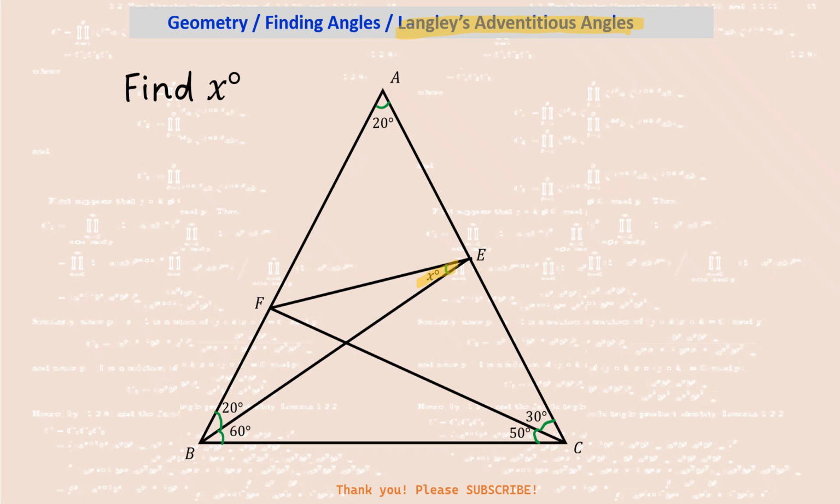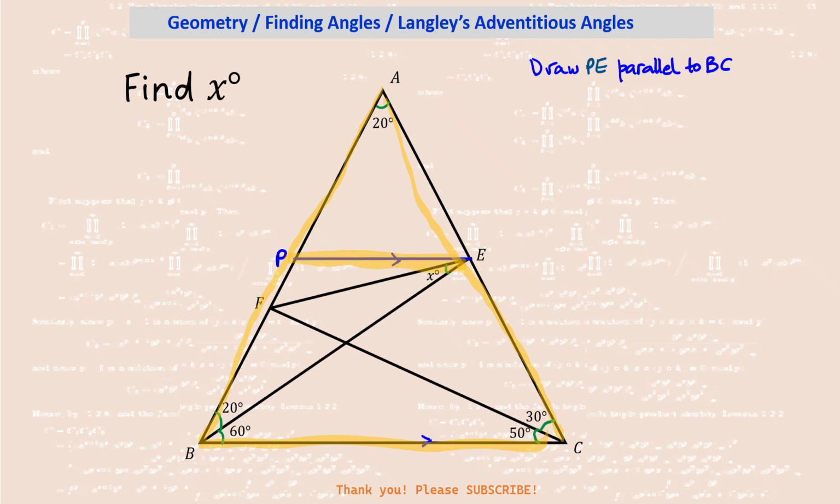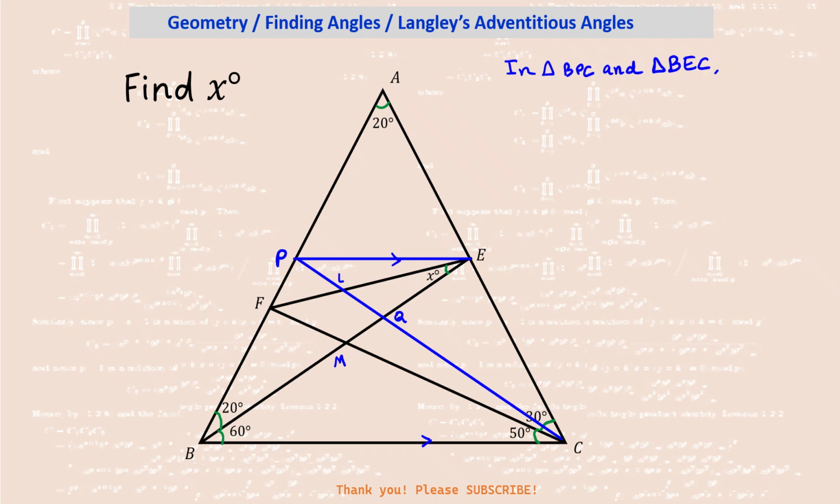So we start by drawing the line PE that is parallel to BC. Now you will notice that this is an isosceles triangle, and drawing this line makes PB equal to EC and gives us ways to prove some triangle congruencies, which we do to find the value of x. So PE is parallel to BC, and then we join PC, and mark the points of intersection.